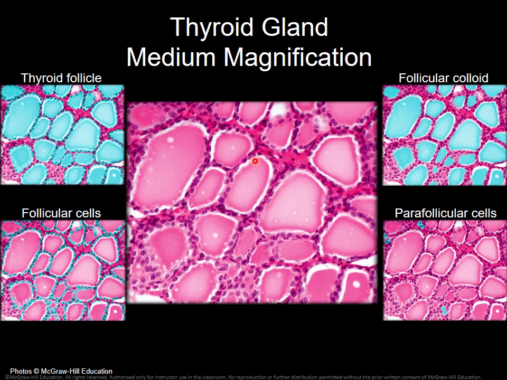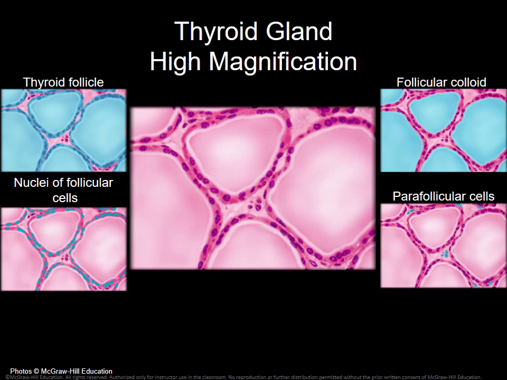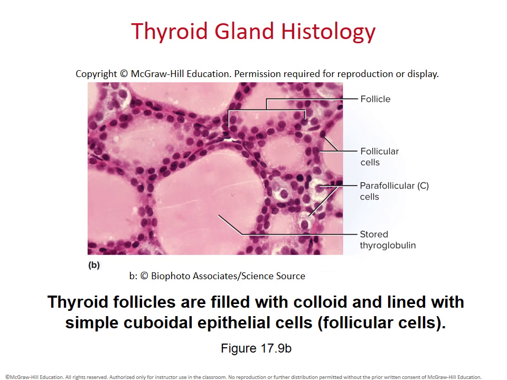You can see that these hollow follicles are filled with a viscous substance. This is the thyroglobulin colloid stored in the follicles. Here we have a closer view so you can better, again, make out the simple cuboidal epithelium, that is the follicular cells, and then the masses of parafollicular cells not lining the follicles. And one last look at, again, the same structures.